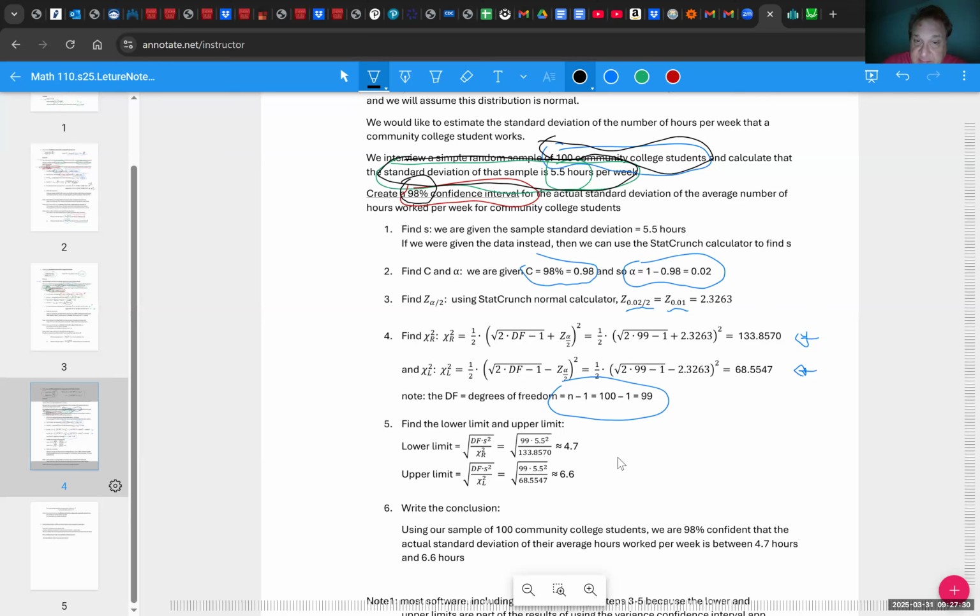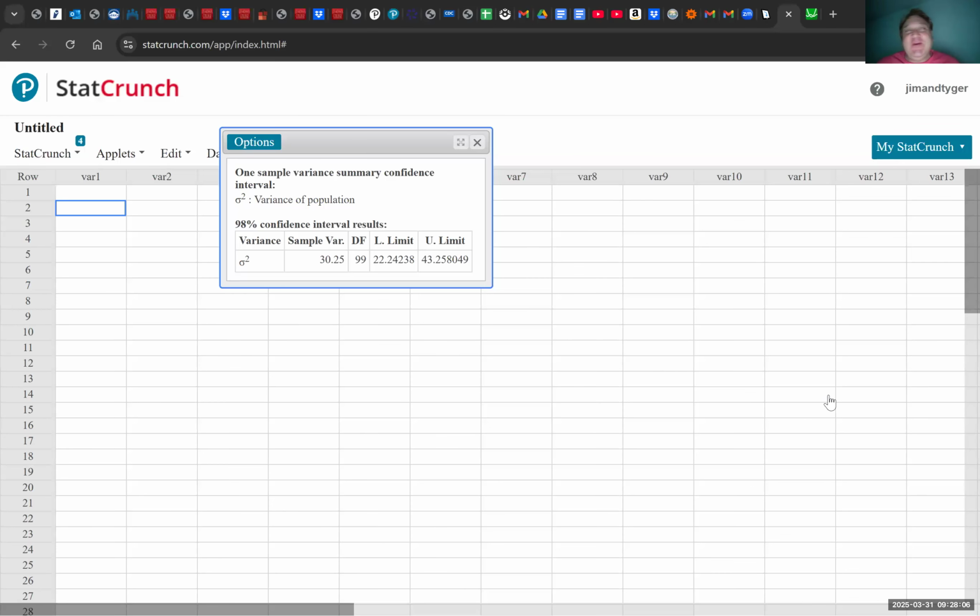Okay, so I didn't get the same numbers. So let me try to figure out what I did. I'm going to pause the video and figure out what I forgot because apparently it's not giving me the right answer. Okay, so I realized very quickly what I did wrong. So this is correct. I didn't do anything wrong. But notice that the readout for StatCrunch tells us sigma squared. It doesn't tell me sigma, it tells me sigma squared.